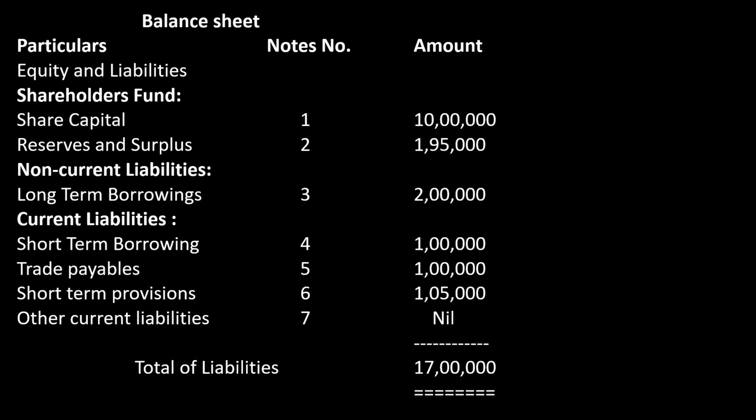Okay. After reserves and surplus, the next heading is non-current liabilities. Under the non-current liability, you write only long-term borrowing. Okay. Then current liability. Under the current liability, you have short-term borrowings first, then trade payable, short-term provision, and other current liabilities. So if you have a value, you write the numbers here. Note number 1 is share capital, note number 2 and so on. Okay. And the last one is other current liabilities.